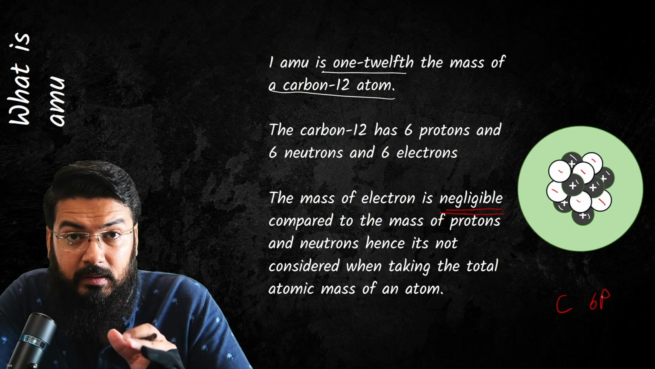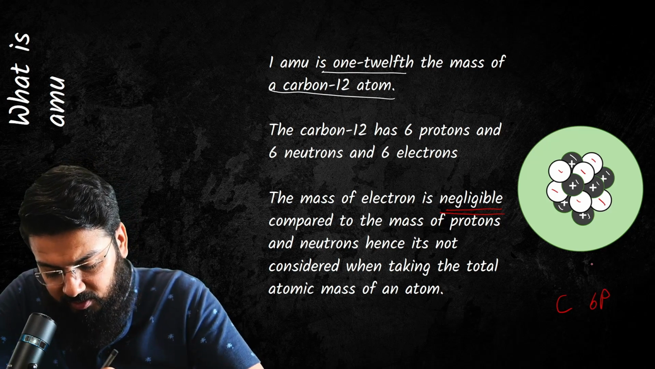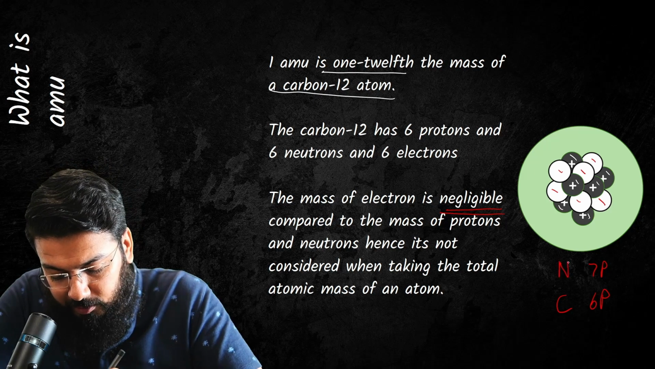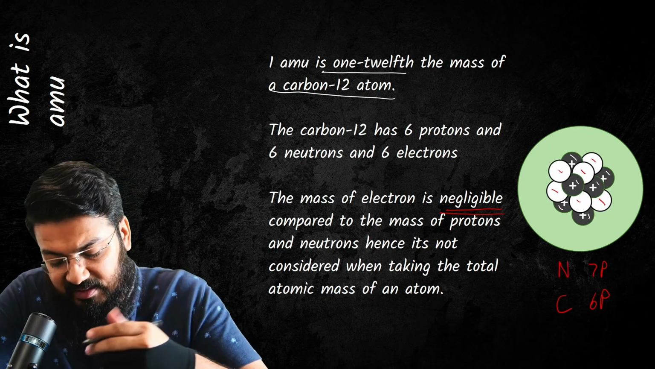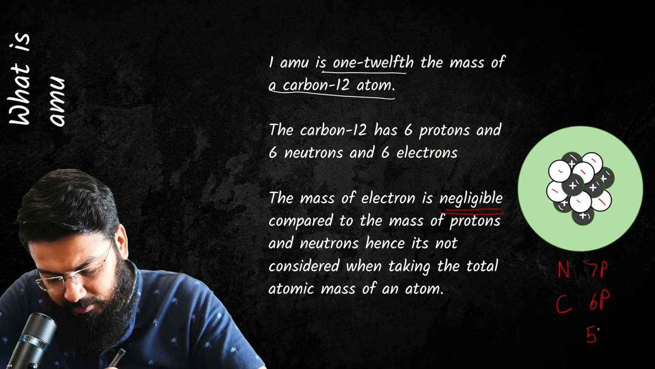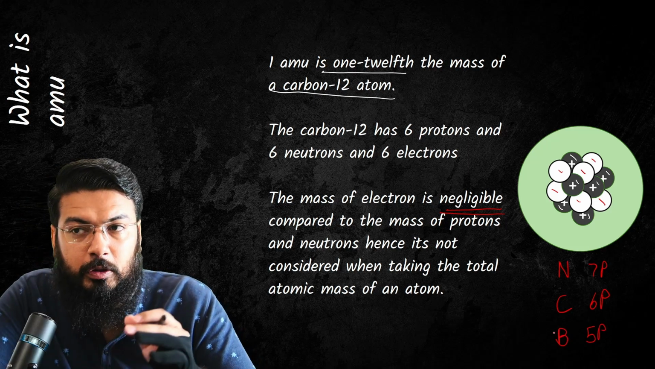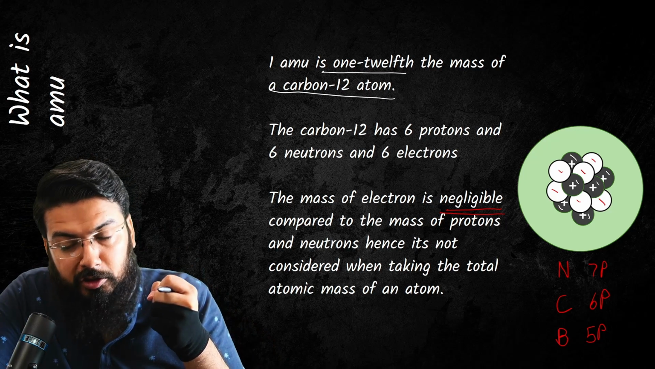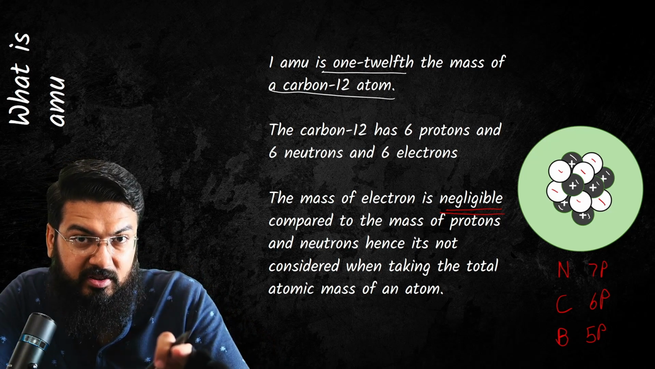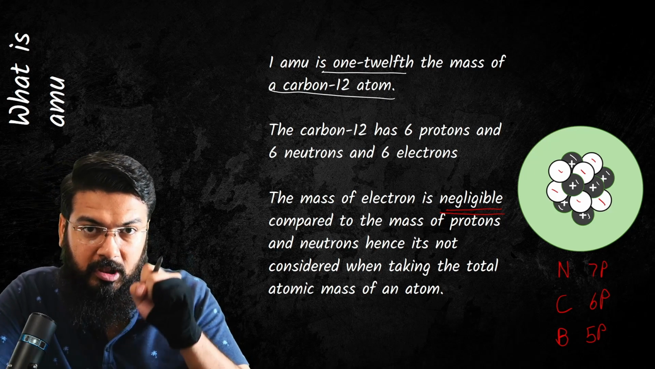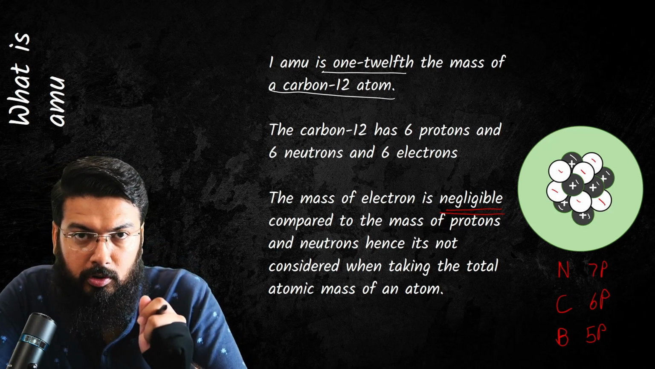Now an element with more than 6 protons, let's say for example you have 7 protons, it's not carbon anymore, it's nitrogen. An element with less than six protons, let's say for example you have 5 protons, it's no longer carbon, it's boron. You can take or give neutrons, the atom is going to belong to the same element. You can give and take electrons, the atom is again going to belong to the same element.